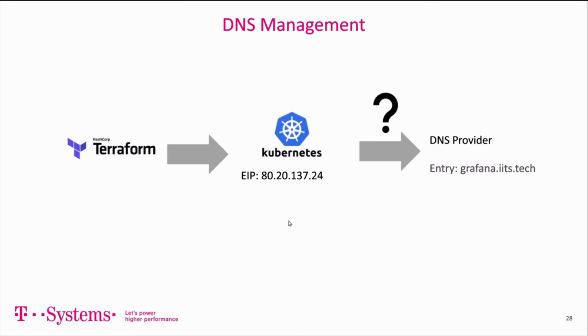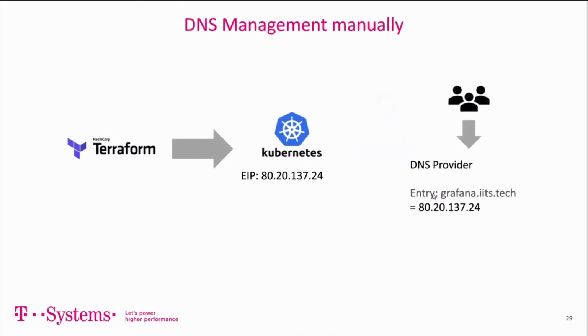If I have everything optimized, I have my Terraform pipeline, it creates everything for me. Maybe I have also Flux or ArgoCD installed with Terraform. It bootstraps all the Kubernetes stuff, so I'm ready to go. But then this one part is missing. I cannot just press Terraform apply and then go to grafana.eats.tech and have it show there. So I need somehow to bind this public IP to my DNS provider. How can I do that?